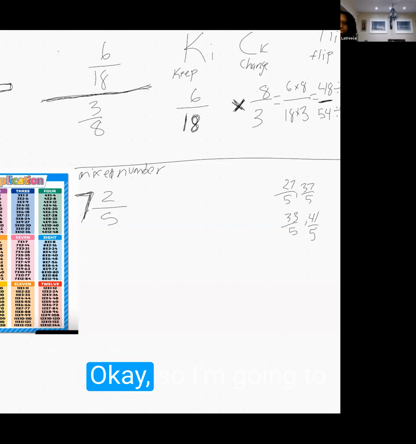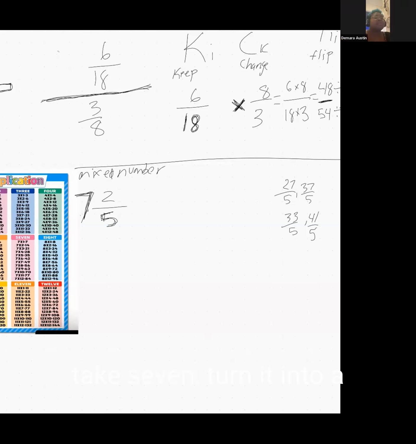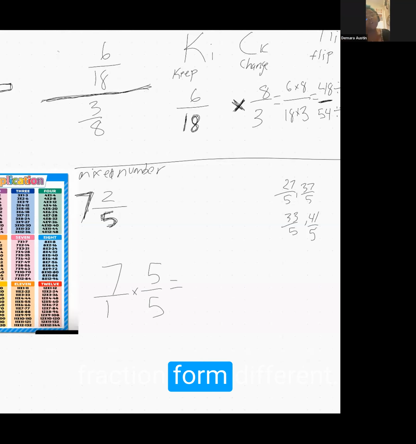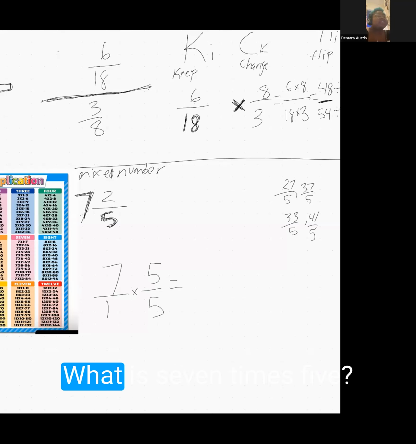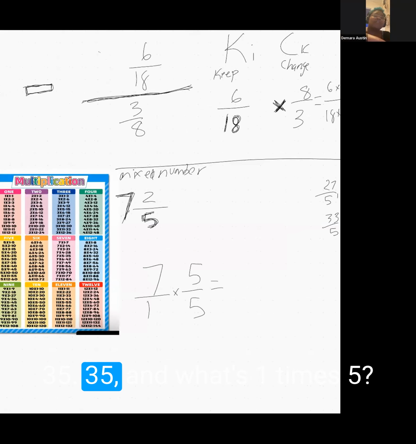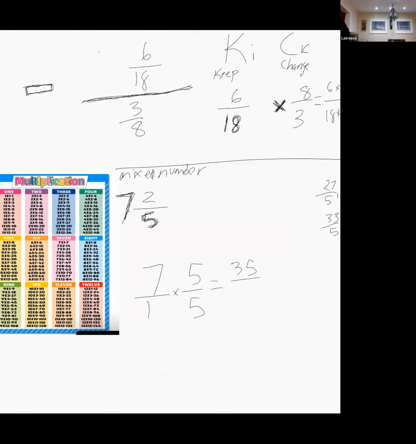Okay, so I'm going to take 7, turn it into a fraction, and multiply that by 5 over 5, right? 5 over 5 is just 1. I'm not actually changing the value of the number. I'm just making its fraction form different. What is 7 times 5? 35. And what's 1 times 5? 5.